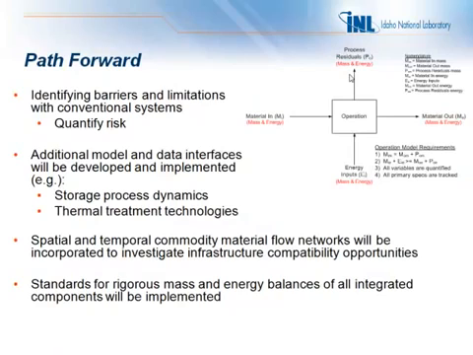So our path forward, we're identifying barriers and limitations to help us quantify those risks. Working on development and implementing additional model and data interfaces to help us bring in more robust models and data sets. Incorporating spatial and temporal commodity material flow networks with current infrastructure, such as the grain commodity system. And then we're also looking at implementing standards for rigorous mass and energy balances of all integrated components.